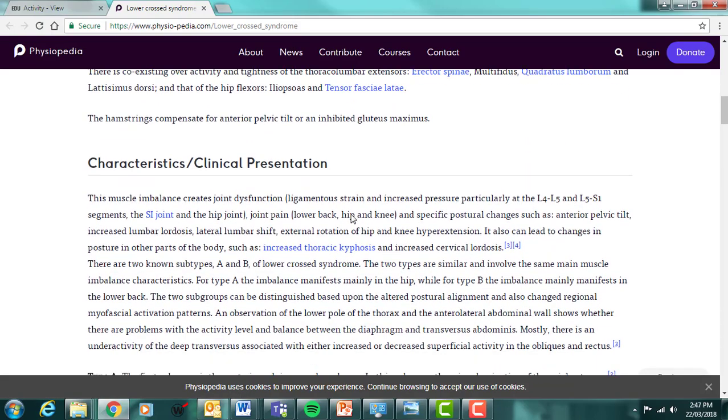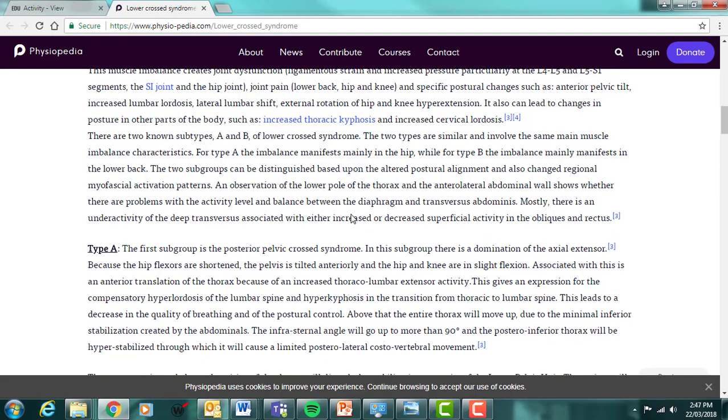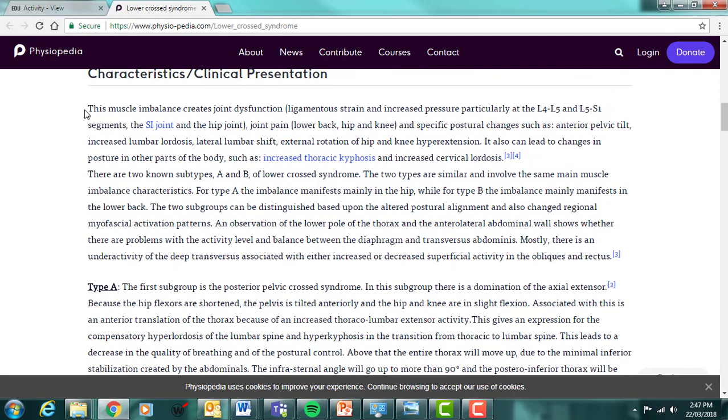So if I go down to the characteristics and the clinical presentation of it, basically it goes through saying how the muscle imbalance creates joint dysfunction, joint pain, and specific postural changes such as anterior pelvic tilt, increased lumbar lordosis, lateral lumbar shift, and external rotation of the hip and knee hyperextension. And I agree with all of that except for that external rotation side of things.